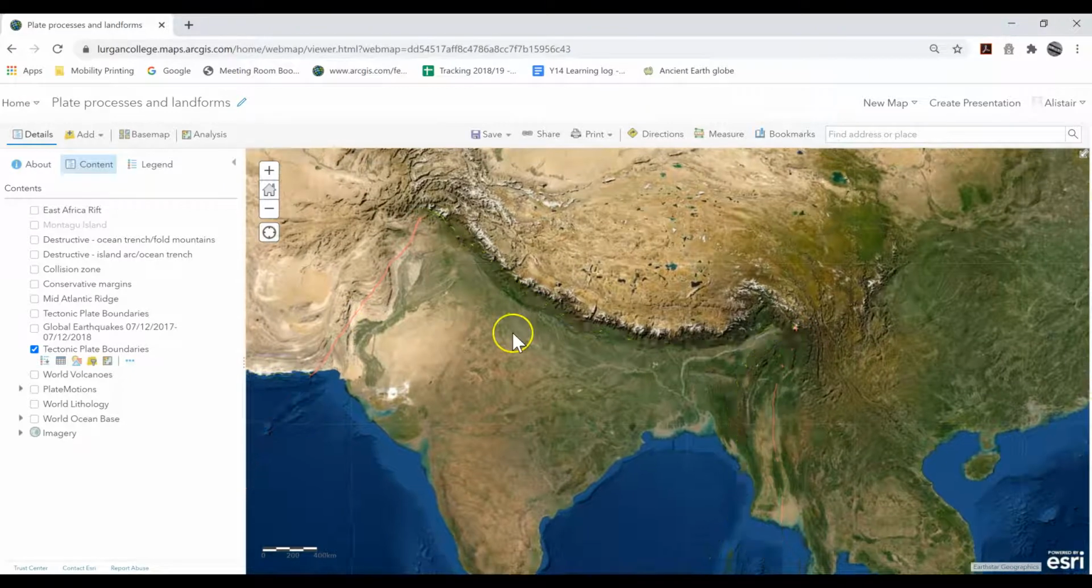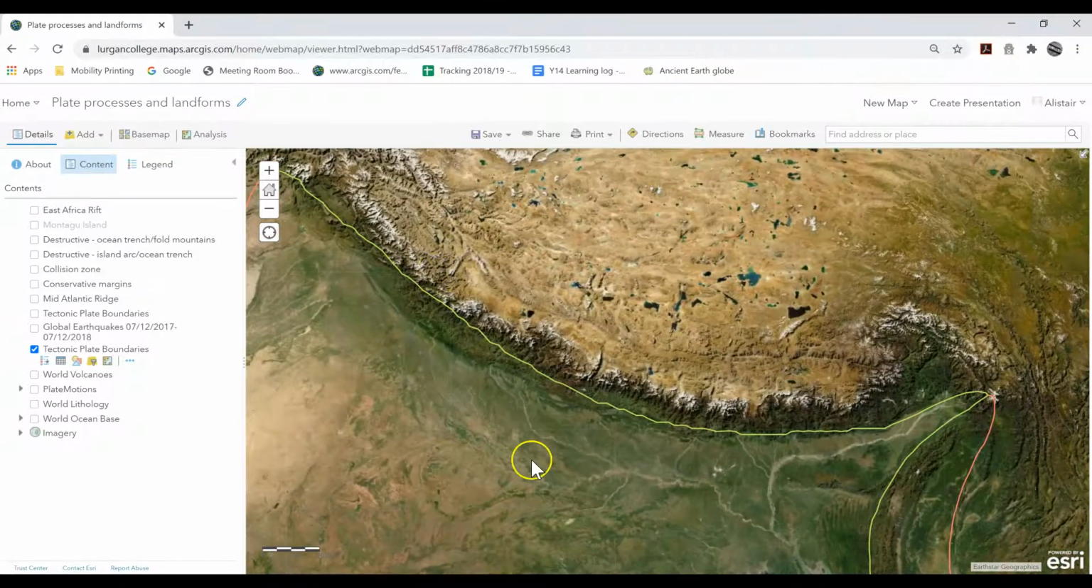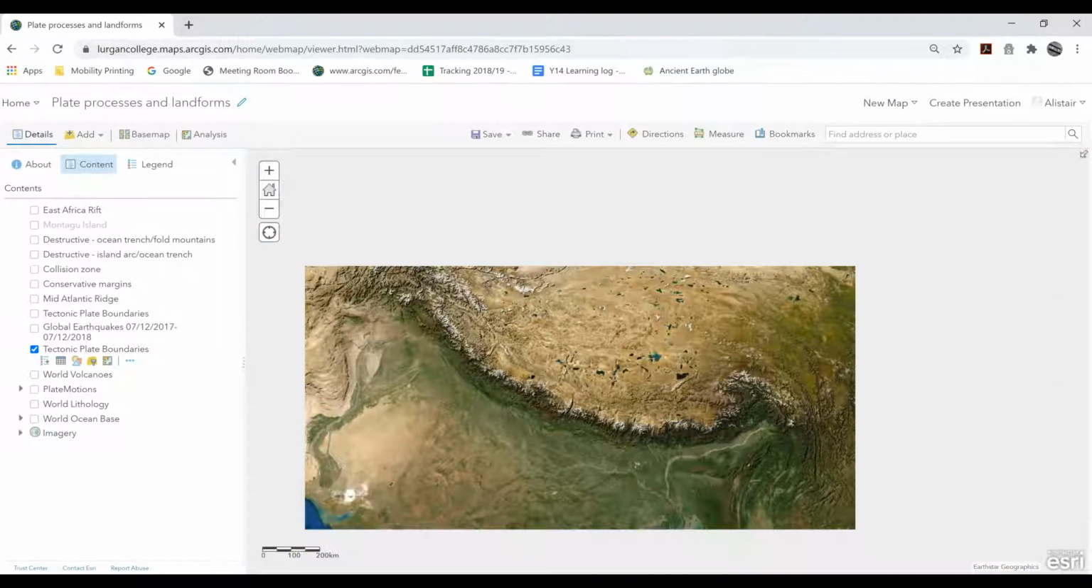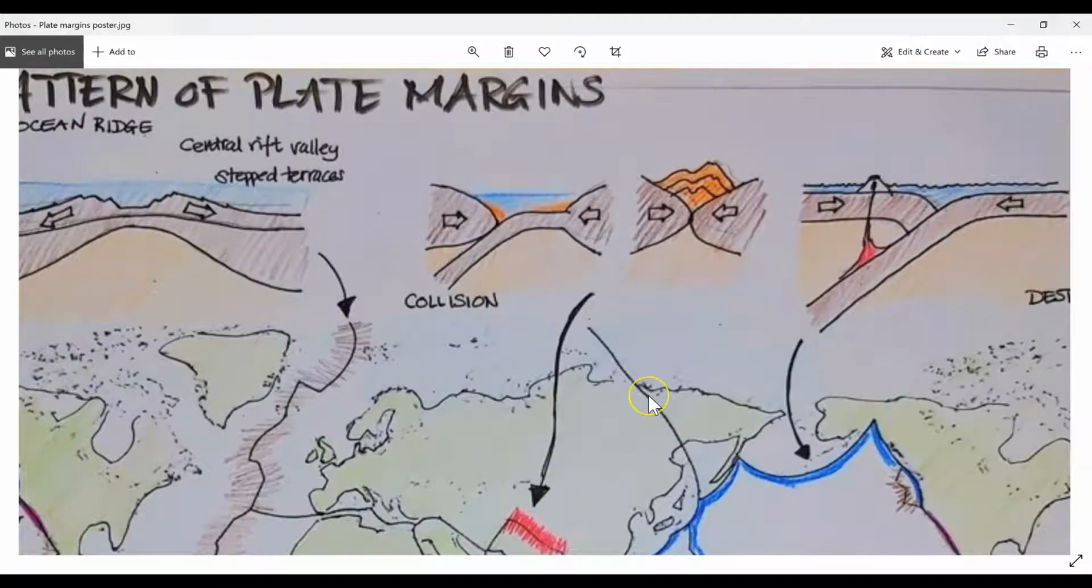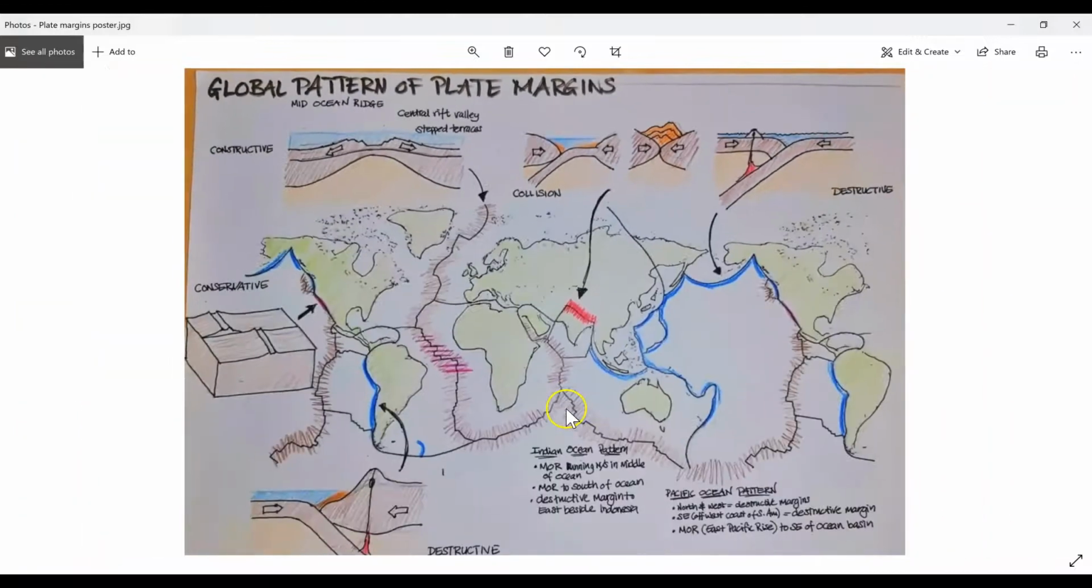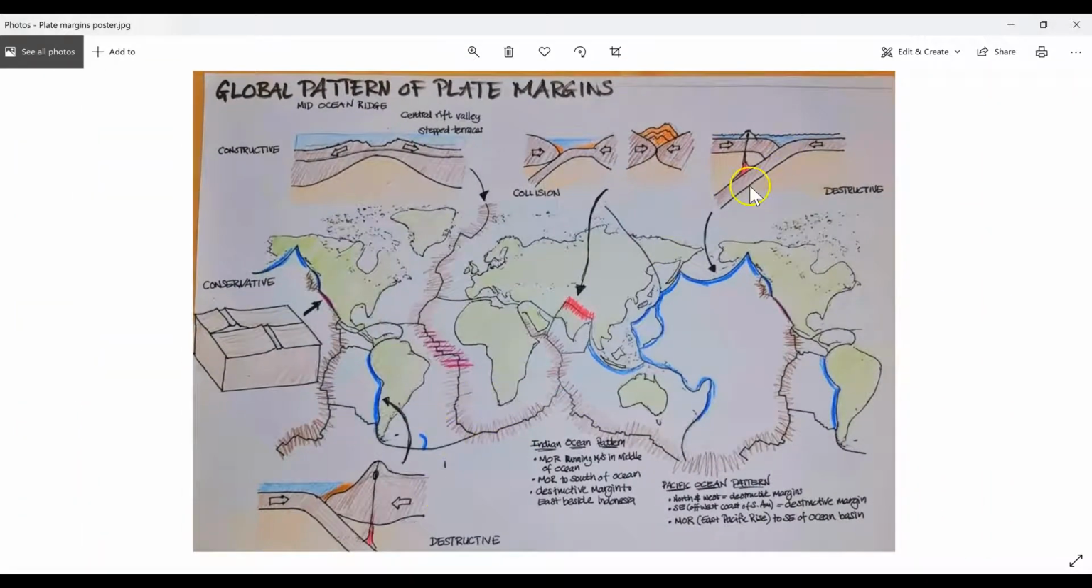Of course you do. But the main thing of interest here was this collision zone between them. Okay, next up in our poster, we are going to take a look at the destructive plate margins, and there are two types of them. The destructive plate margin, where you get ocean crust meeting ocean crust, and then ocean meeting continental.